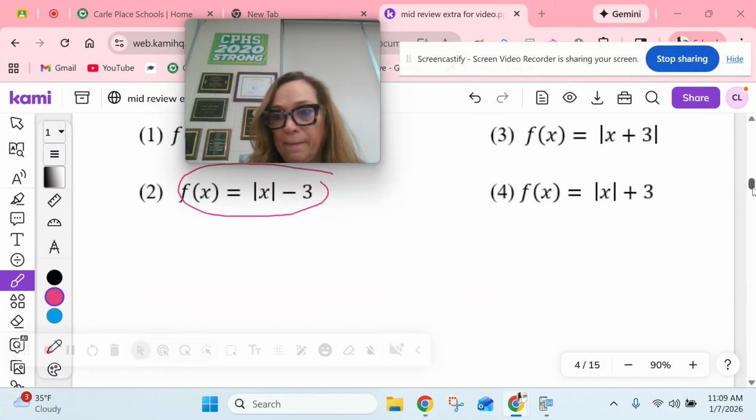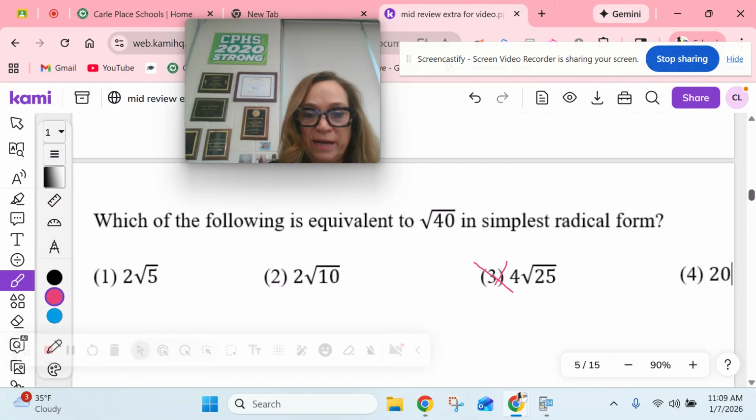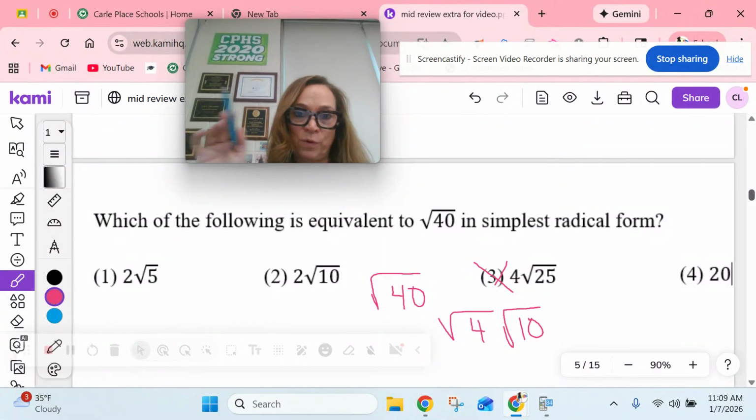Which of the following is equivalent to the square root of 40 in simplest radical form? Okay, I'm going to cross out 3 because that's not simplest radical form anyway. All right, so what I do is I take the 40 and I think about perfect squares. So it would be radical 4 times radical 10. 4 times 10 is 40, so that's the first part. But the idea is that I'm picking one factor that's a perfect square, and that's why I chose the 4.